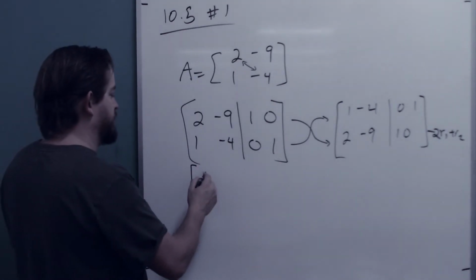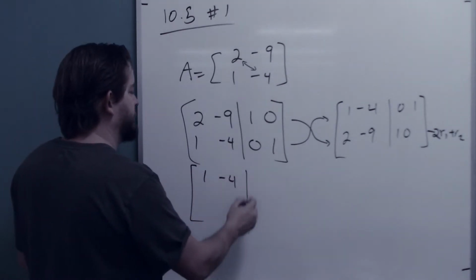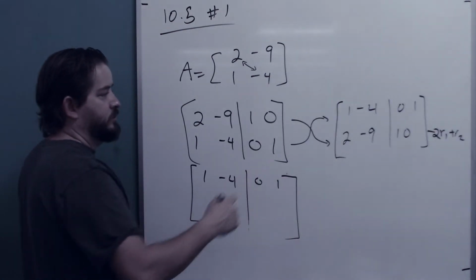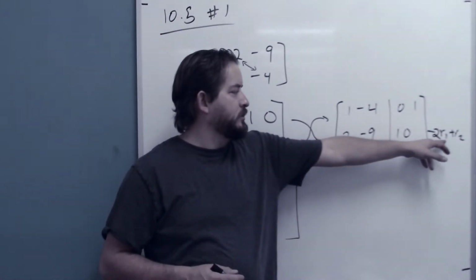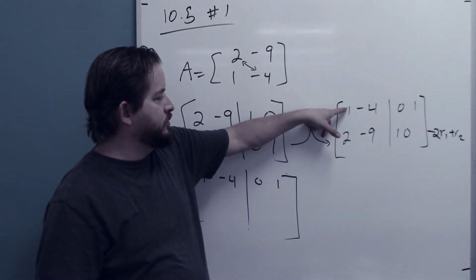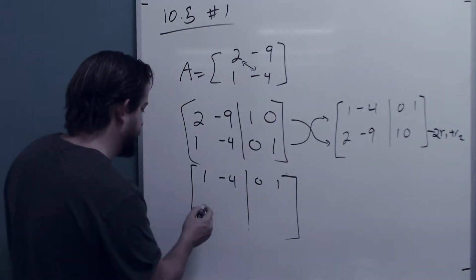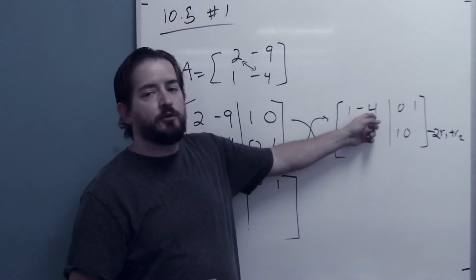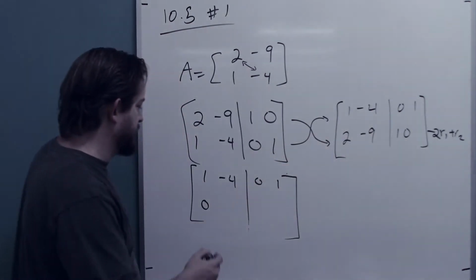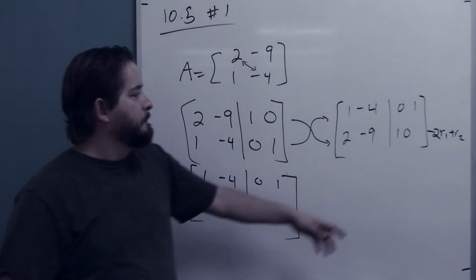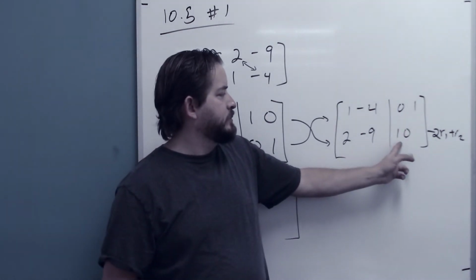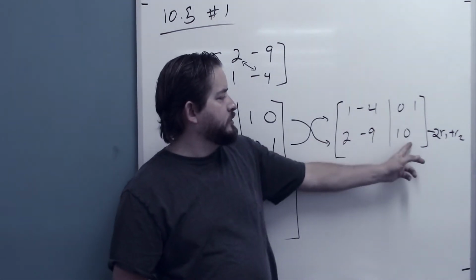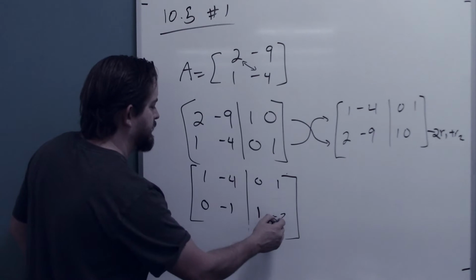My row 1 is not being affected by this, so I'm just going to rewrite it. And then row 2 is now -2 row 1 plus row 2, so -2 times 1 is -2, plus 2 is 0. That goes in place of my first element. -2 times -4 is a +8, plus -9 is -1. -2 times 0 is 0, plus 1 is still 1, but then -2 times 1 is -2, plus 0 is -2.